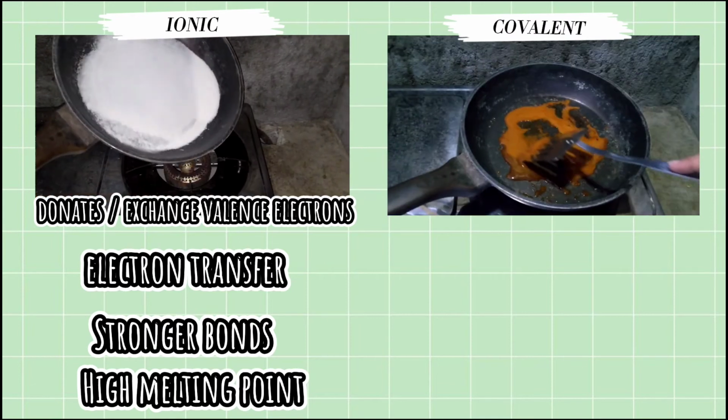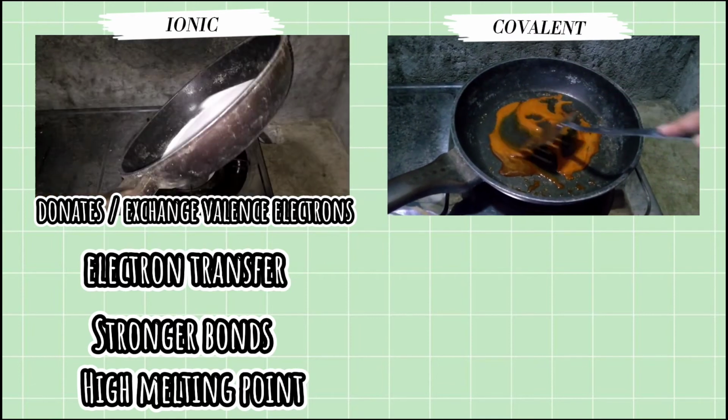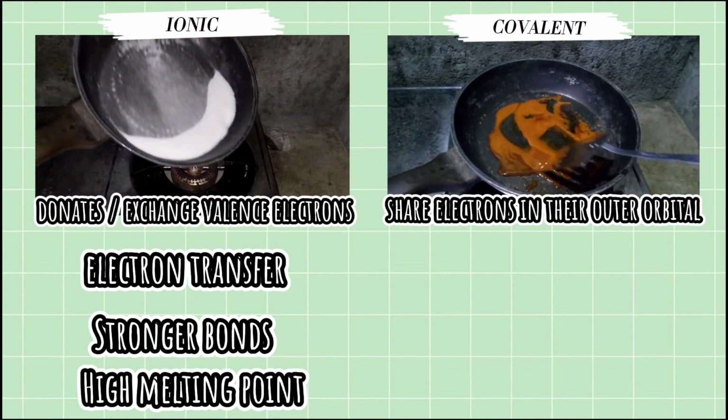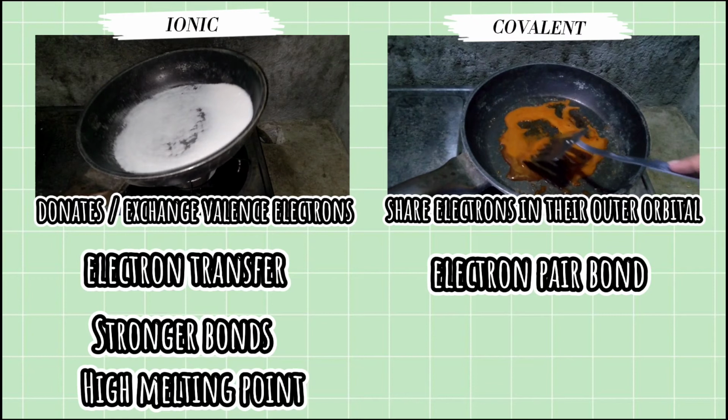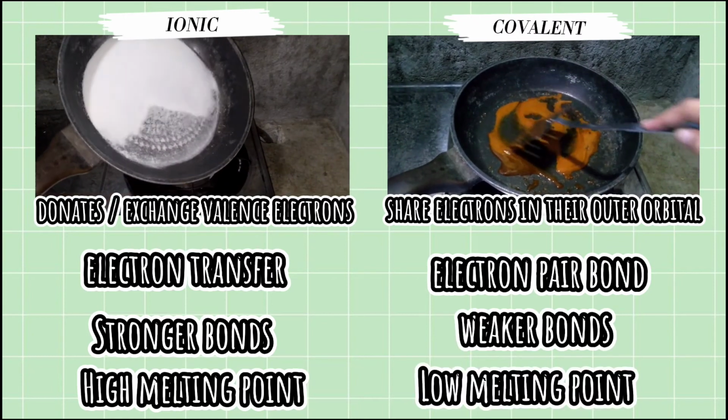While sugar is a covalent compound, which means atoms share electrons in their outer orbital, or electron pair bond. It has weaker bonds and a low melting point.